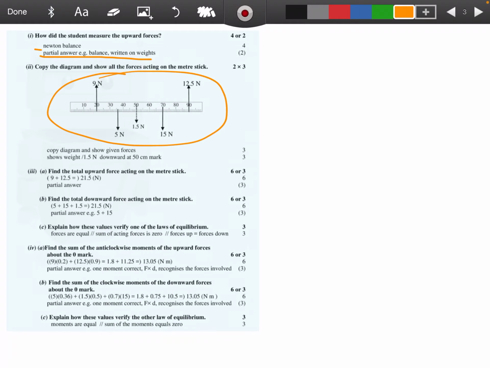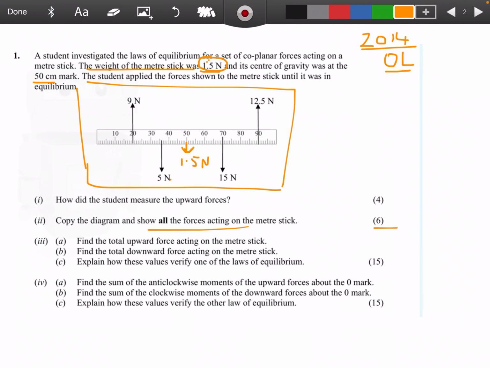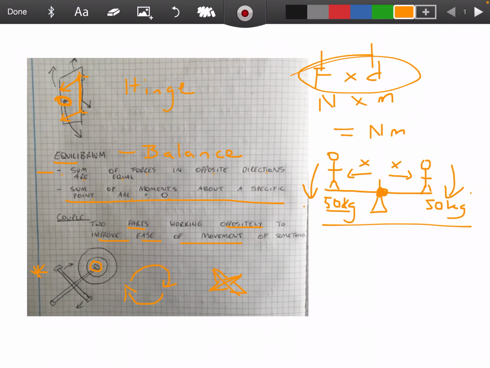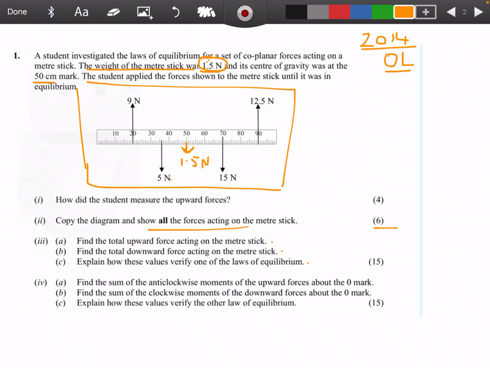Okay, the next part then, it's asking to find the total upward force, the total downward force, and explain how these verify one of the laws of equilibrium. If you remember, we've talked about the laws of equilibrium there already. So we've got our upward forces and our downward forces. Our upward forces are these two pointing upwards, shock horror. So 9 and 12.5 giving us 21.5 newtons. The downward forces, 1, 2, 3, add those together, also 21.5 newtons.